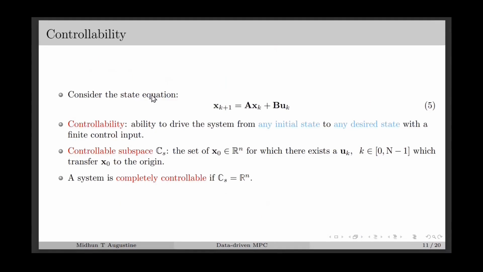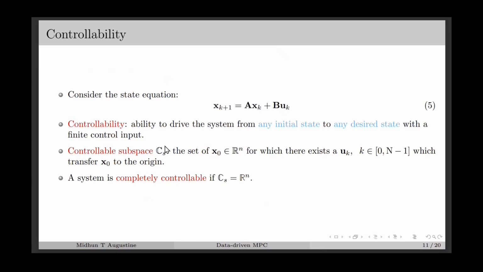Next, another important property which we assume in the case of MPC is the controllability of the system. Here we can recall the state equation as in equation number 5. Controllability can be considered as the ability of the system to drive it from any initial state to any desired state using a finite control input. Without loss of generality, we can consider the desired state to be the origin. Therefore, controllability can be defined as the ability of the system to drive any initial state to the origin.